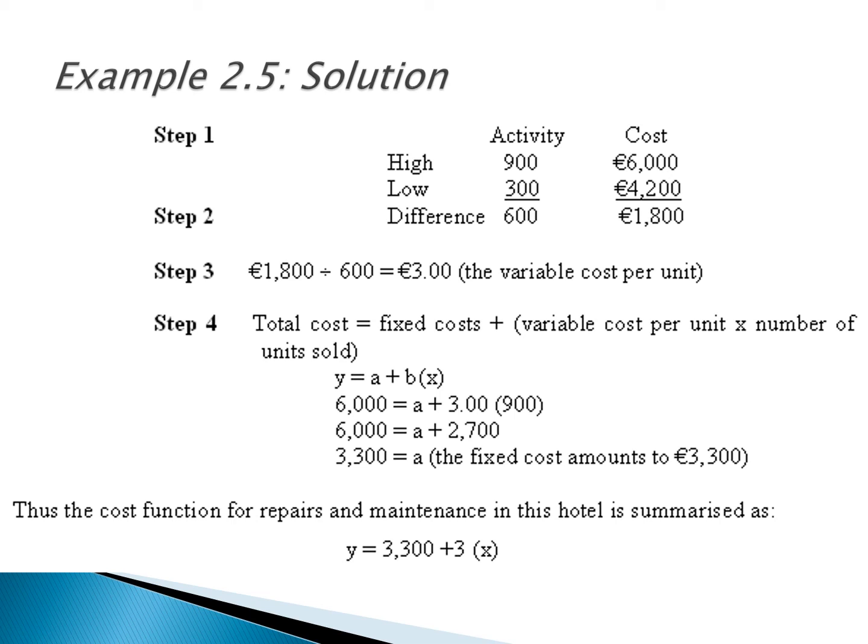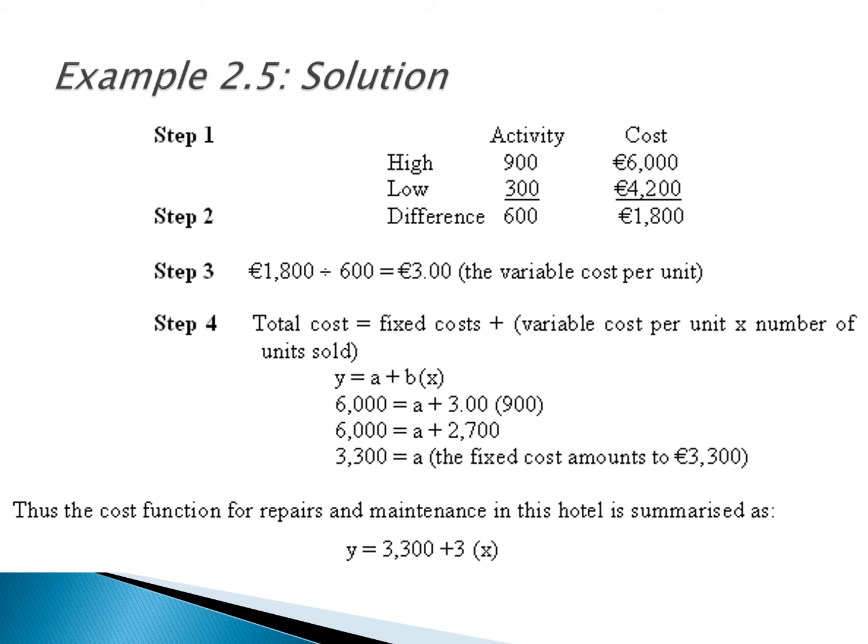So we know that our total cost is equal to fixed cost plus the variable cost times the number of units or rooms sold. So y equals a plus bx. We know what b is, so we put in the value that we have for b. So looking here at the high activity level, the total cost at this high activity level was 6,000. We put that in. We put in what we know. We know that's 6,000.